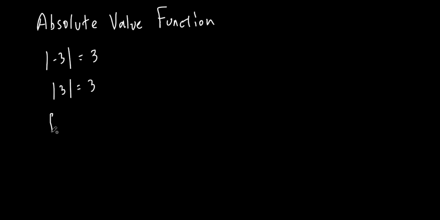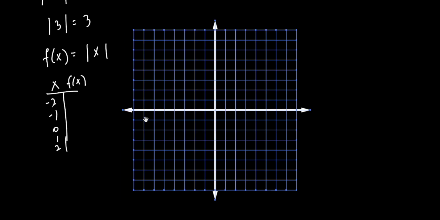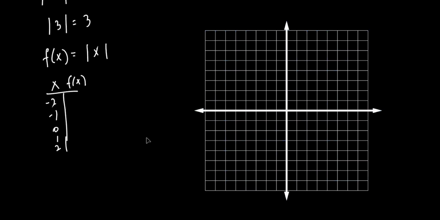So what if I asked you to graph f of x equals the absolute value of x? Or y equals the absolute value of x? If you're not really sure, let's start with a little table just to get us going. Should have put f of x. Let's go, like negative 2, negative 1, 0, 1, 2. All right, so if I put a negative 2 in for x, I'm taking the absolute value of negative 2. What is that? It's 2. Absolute value of negative 1, 1. Absolute value of 0, 0, 1, 2.